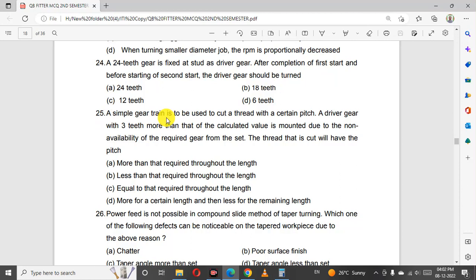A simple gear train is to be used to cut a thread of a certain pitch. A drive gear with 3 teeth more than the calculated value is mounted due to non-availability of the required gear in the set. The thread that is cut will have a pitch more than that required throughout the length.